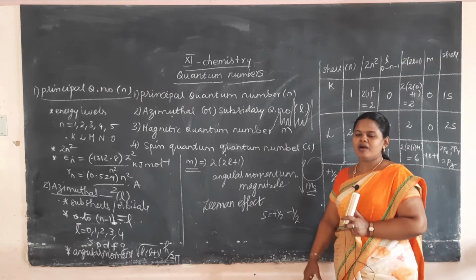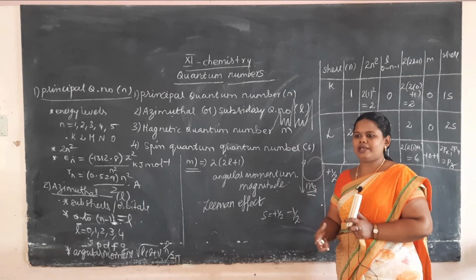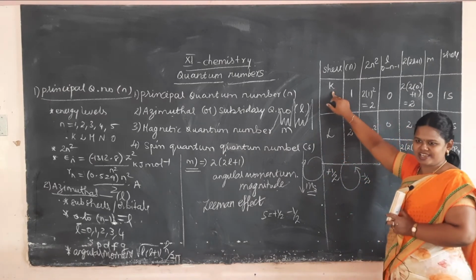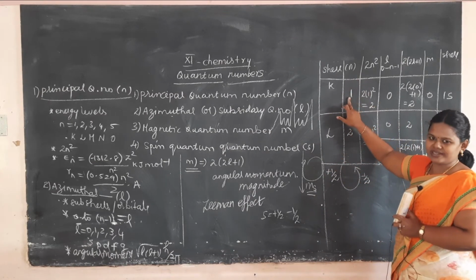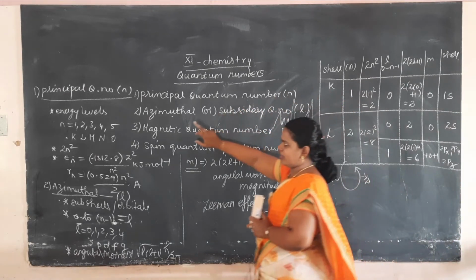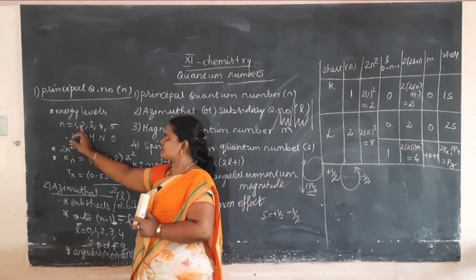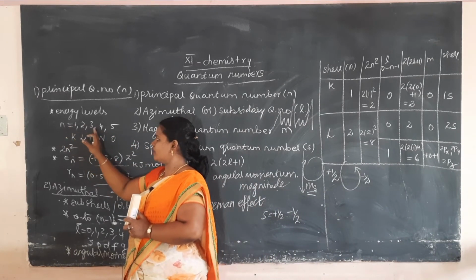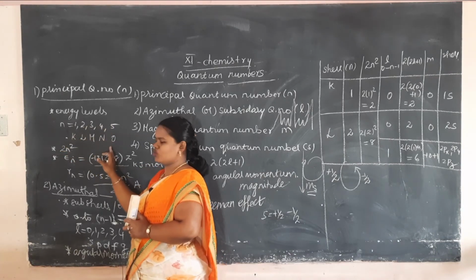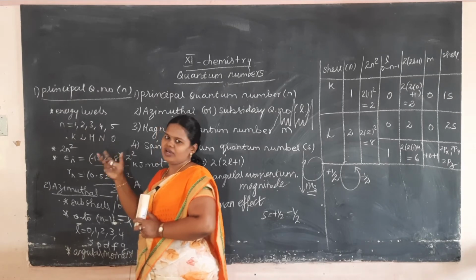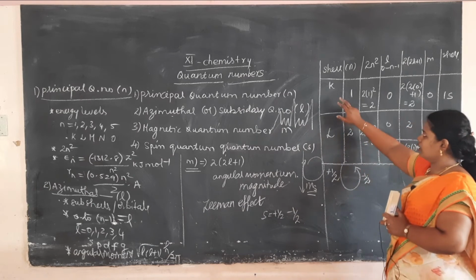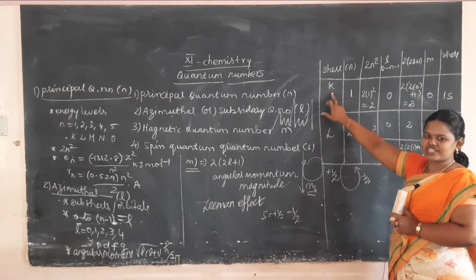Now I will explain how to locate an electron in an atom. For example, consider shell K. When n is equal to 1, it is K shell. Already I told that when n is equal to 1, it is K shell. When n is equal to 2, it is L shell. When n is equal to 3, it is M shell. When n is equal to 4, it is N shell. When n is equal to 5, it is O shell. So here the n value is nothing but the principal quantum number. When n is equal to 1, it is K shell.